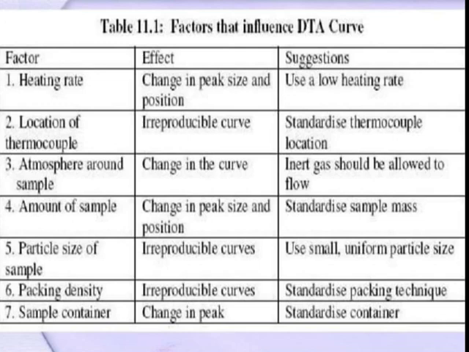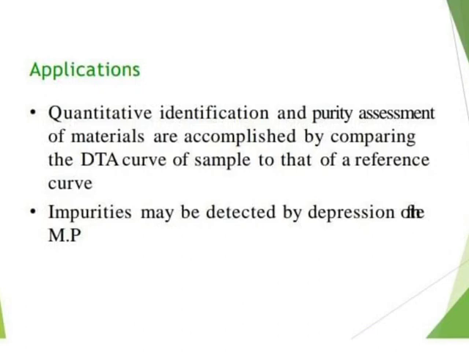Fourth, amount of sample. Effect, change in peak size and position. Suggestions: standardized sample mass. Fifth, particle size of sample. Effect, irreproducible curves. Suggestions: use small uniform particle size. Sixth, packing density. Effect, irreproducible curves. Suggestions: standardized packing technique. Seventh, sample container. Effect, change in peak. Suggestions: standardized container.